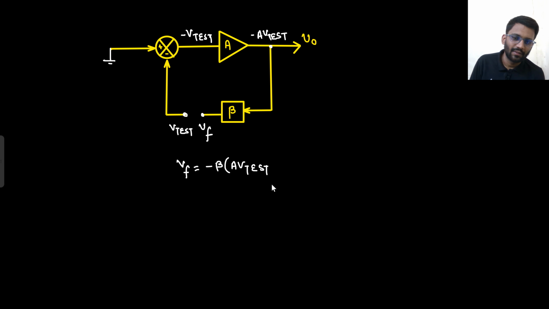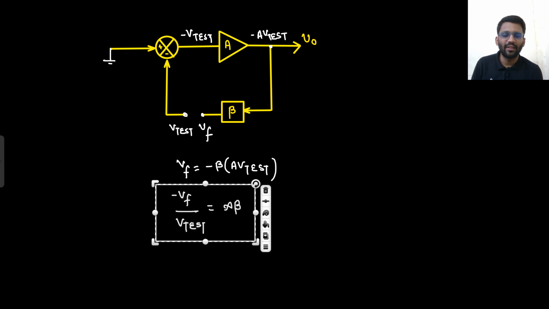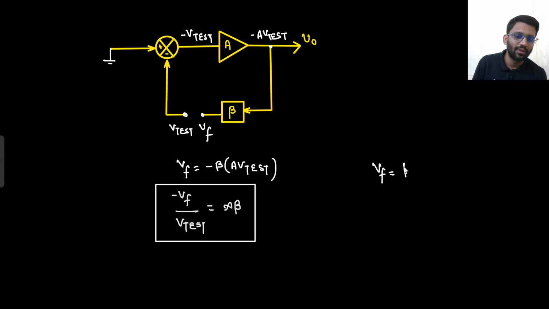So what will be your minus VF by V test? Don't forget this negative sign. Minus VF by V test would be A beta. So this is the loop gain. Do the same for positive feedback. What will happen in case of positive feedback? This sign will be positive. So you will get VF equals beta A into V test.